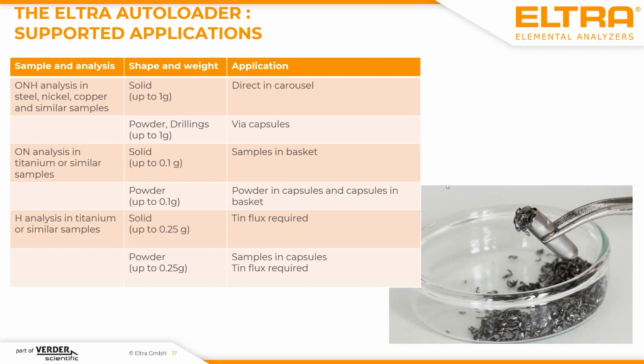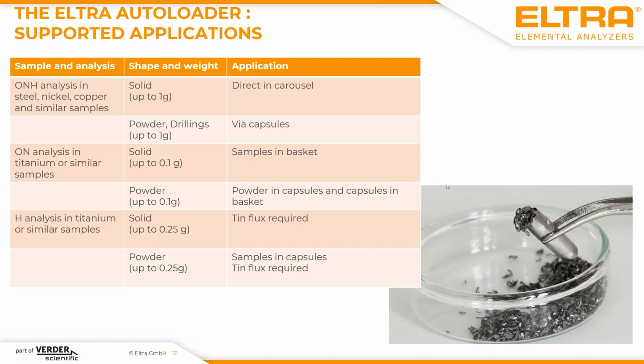Powdered samples you have to apply in a capsule. This is required for manual analysis, and this is also required for automated analysis. Granuled or drilled samples are a difference in manual and automated analysis. When you have the ONH-p without an autoloader, it's very easy because you can apply up to 2 grams to the upper furnace, and then the sample is flashed and analyzed in the graphite crucible.